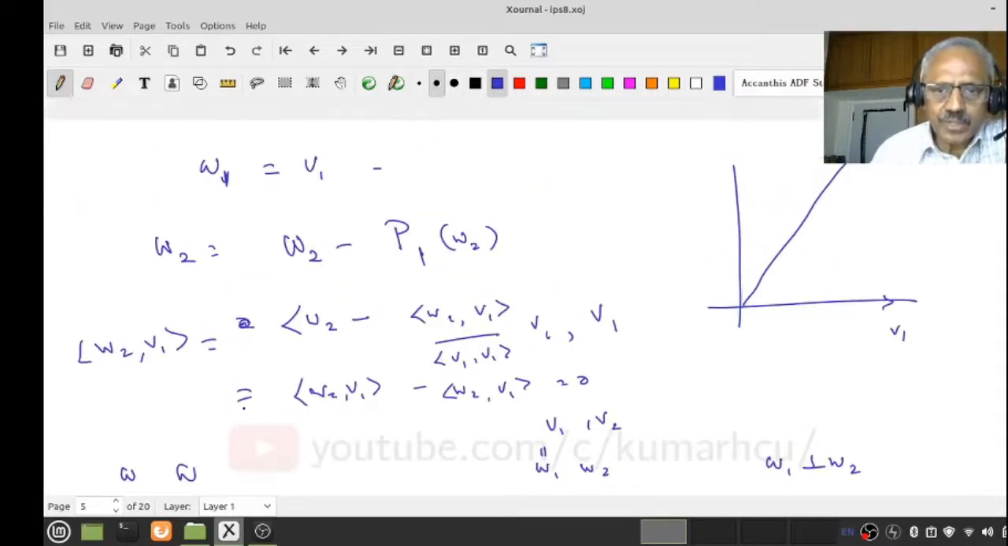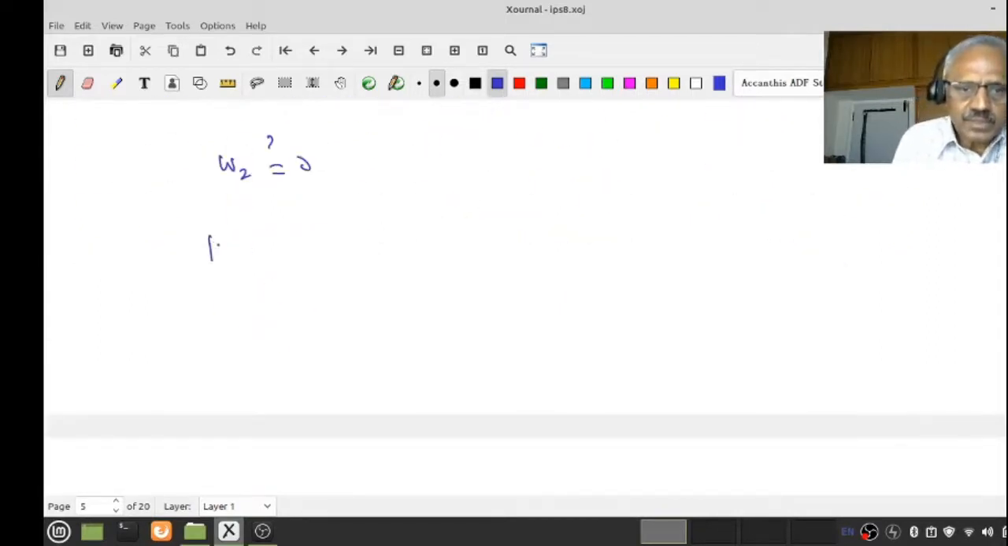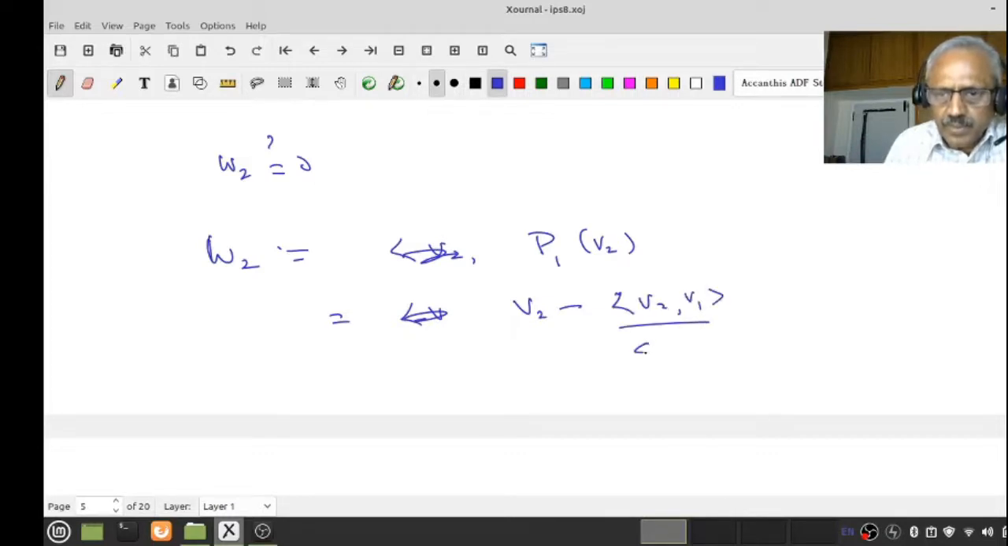Suppose w2 is 0. Go back to the definition. What does it mean? This is w2, some scalar times v2. Oh sorry, here I wrote it correctly, v2. I'm sorry for the goofing. Again, let's quickly look at that. What is my w2? w2 is v2 minus p1 of v2, that is v2 minus the inner product of v2 and v1, by v1.